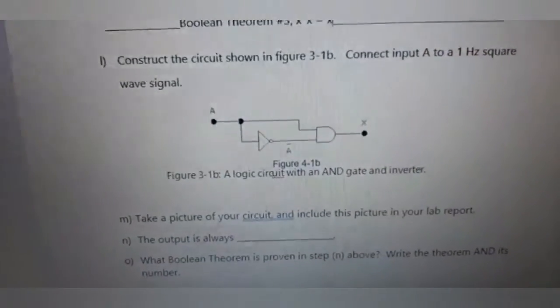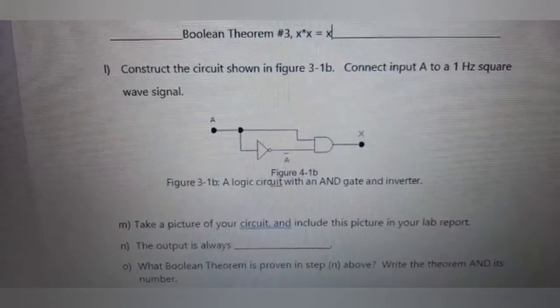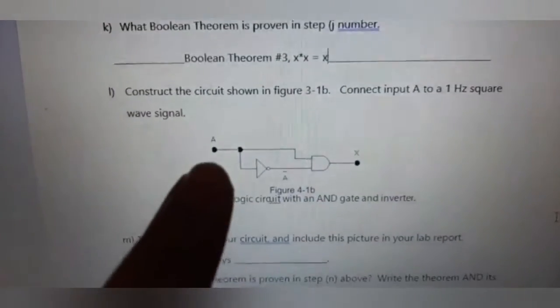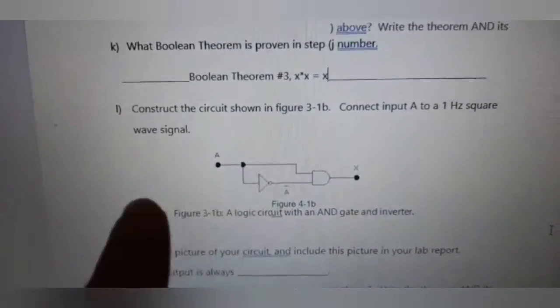Okay, so now moving on to part 1, letter L of this lab, we have this AND gate, which has input A connected to a 1 Hz signal, and then input B is input A passed through an inverter. So I have my circuit right here. I'm going to try to explain it as best I can.